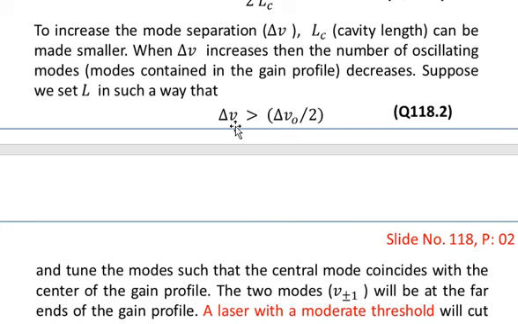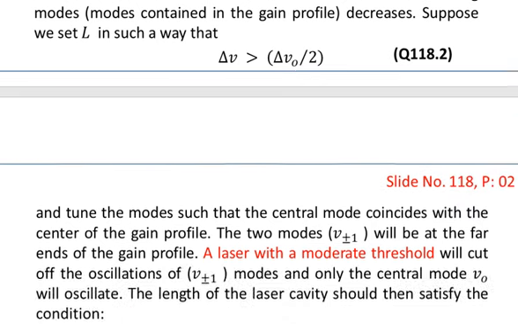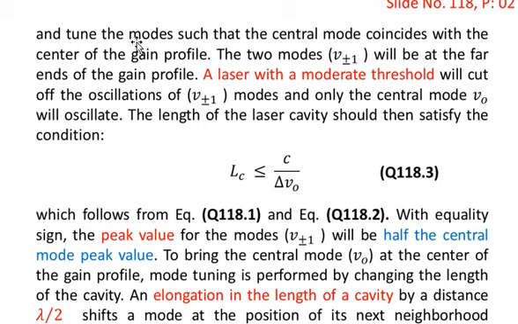So under this condition, delta nu, that is the separation between two longitudinal modes, is greater than delta nu naught divided by 2. Then of course, if one of the modes is lying in the center, what will happen to the second mode? And tune the modes: if you want to tune the modes, it means that you very precisely change the length of the laser cavity. So this is what is meant by tuning.